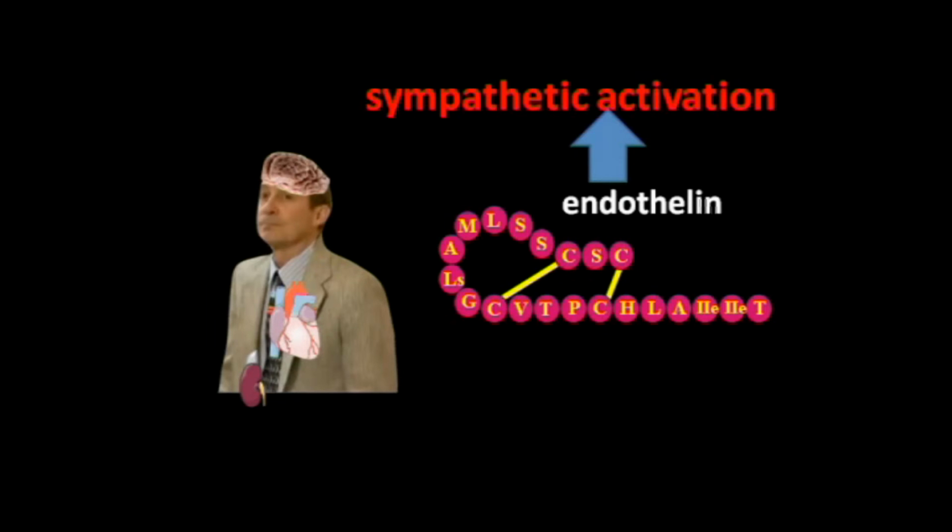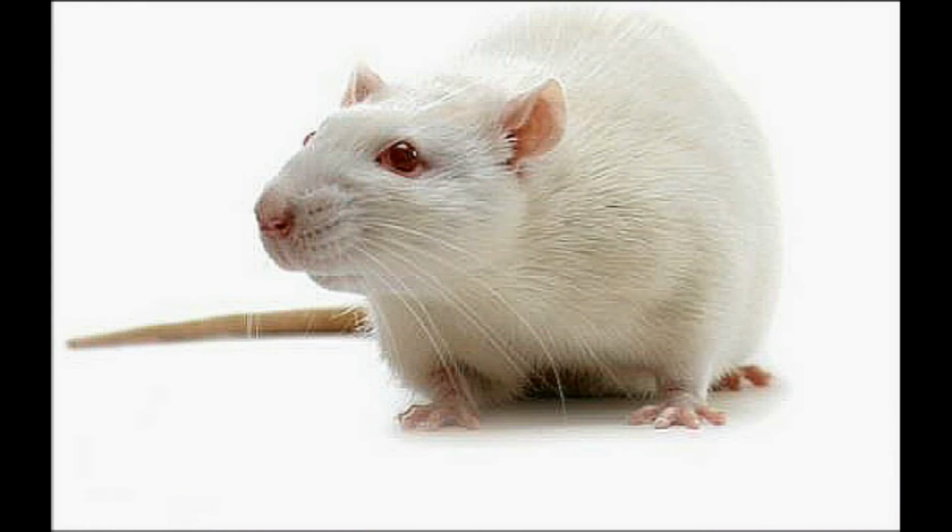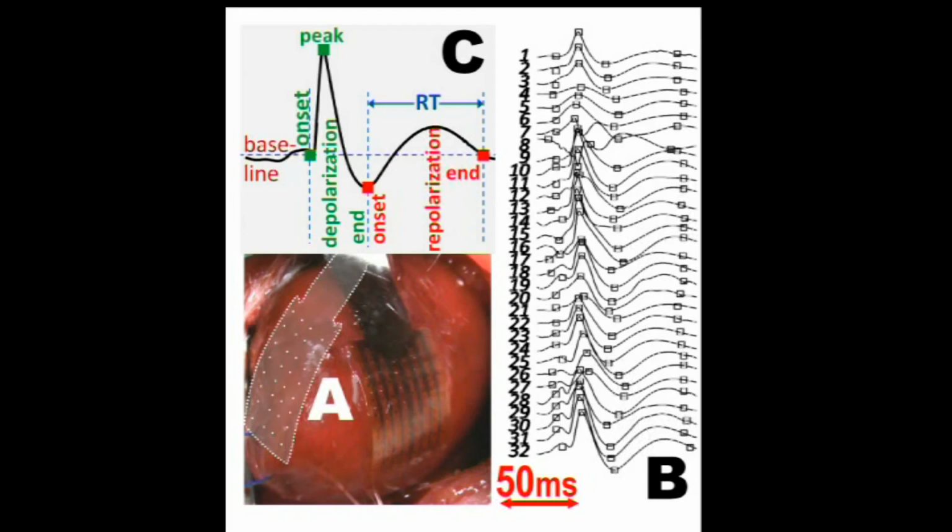Our group has been actively investigating the complex interactions of endothelin and sympathetic activation, a role of endothelin A and endothelin B receptors, and their ramifications on ventricular arrhythmias. For this purpose, we use the rat model of coronary artery ligation. We have attempted to unravel the underlying mechanisms, focusing on changes in the monophasic action potentials, and on repolarization dispersion.